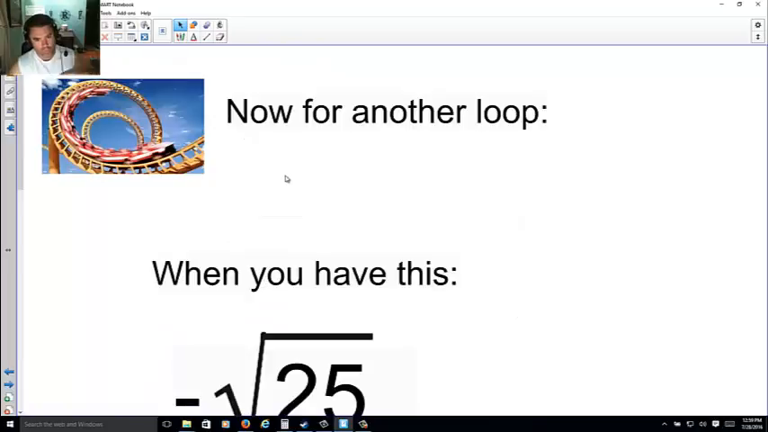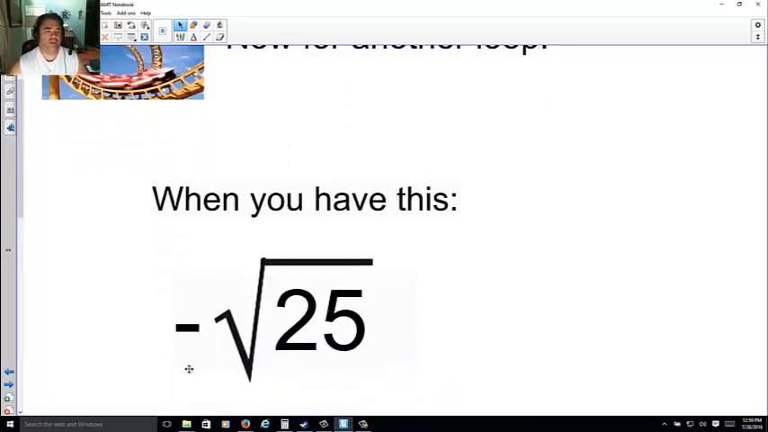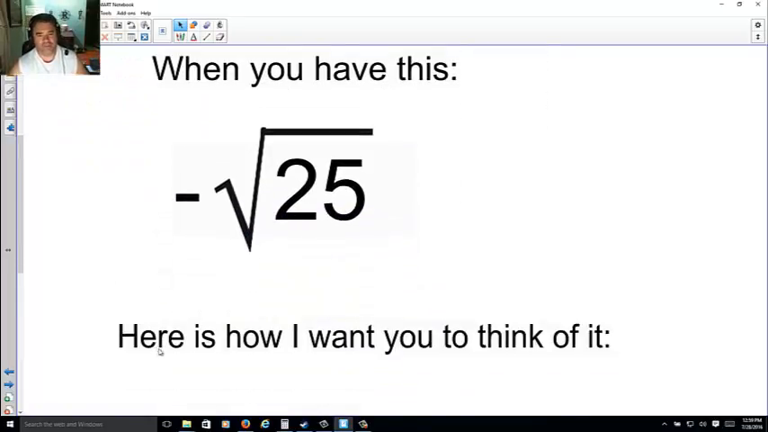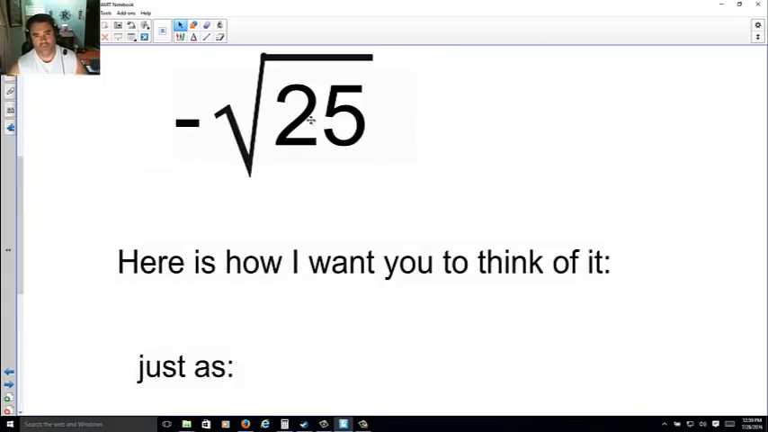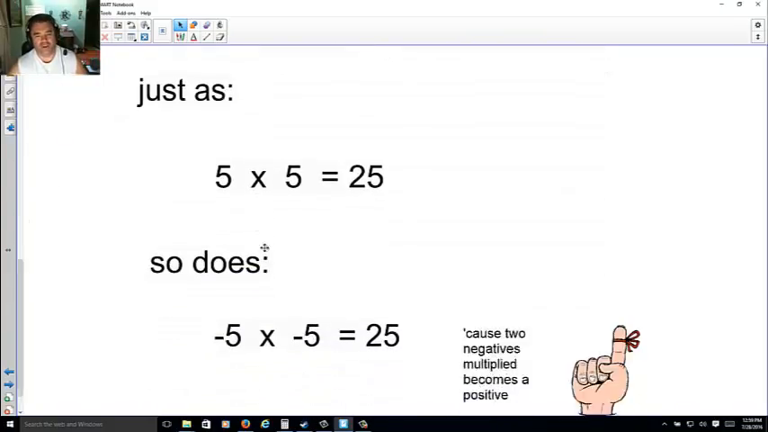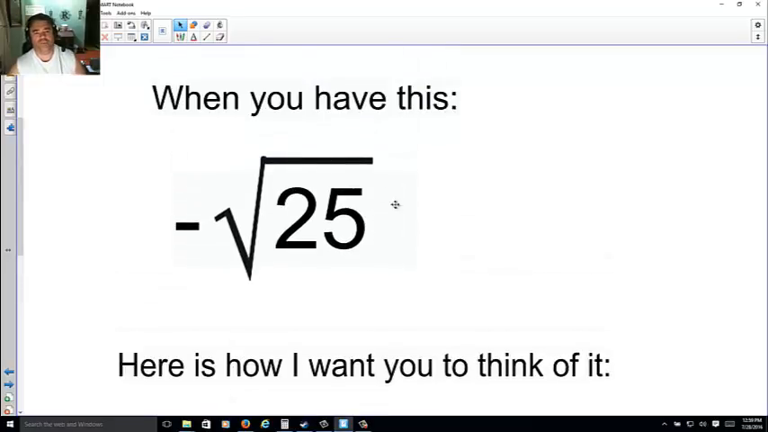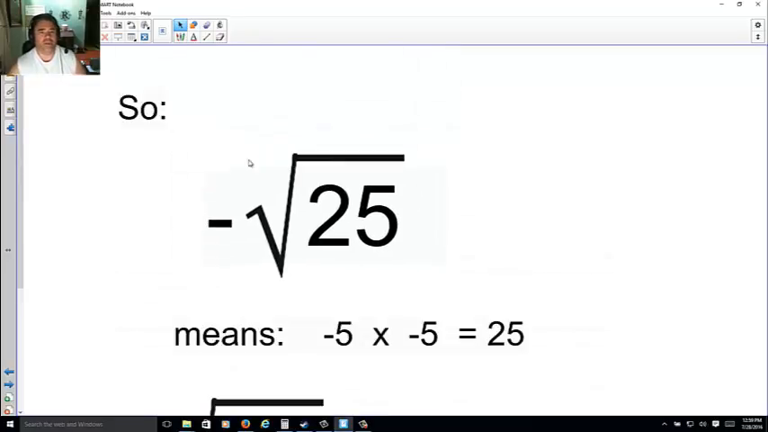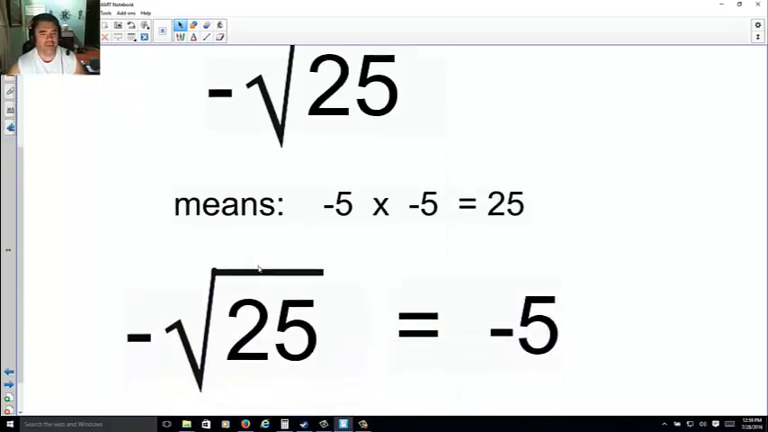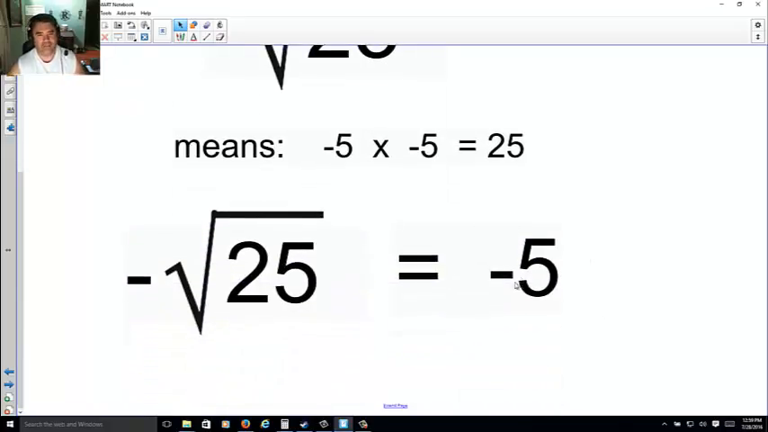Now for another loop. When you have this, remember the negative has to wait. So just before, what times what makes 25? You know it's 5. I'm not sure if I want to do it this way, but yeah, -5 times -5 would also make a positive 25. So in other words, you'd have two possibles. Well, what times what makes 25? That's 5. The negative waits to make it into -5.